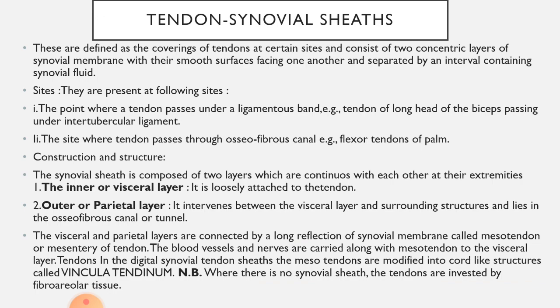Construction and structure. The synovial sheath is composed of two layers, which we already know. The one is the inner or visceral layer, and it is loosely attached to the tendon, and the other one is the outer or parietal layer. It intervenes between the visceral layer and surrounding structures and lies in the osteofibrous canal or tunnel. The visceral and parietal layers are connected by a long reflection of the synovial membrane called the mesotendon. We saw this as well, where the blood vessels and nerves run, and there was an adaptation that we studied, which is called the vincula tendinum.